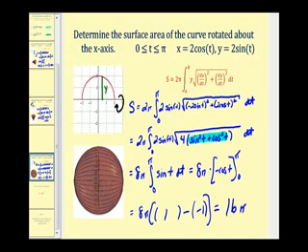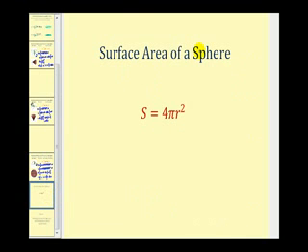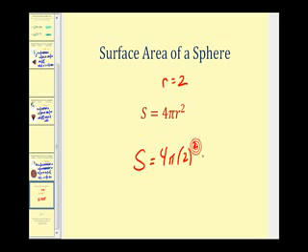Of course, this surface area should be the same if we use the formula for surface area of a sphere. In the last example, the radius of that sphere was equal to 2. So using the algebraic formula for surface area, we would just have 4 times pi times 2 squared, which of course is also 16 pi square units.